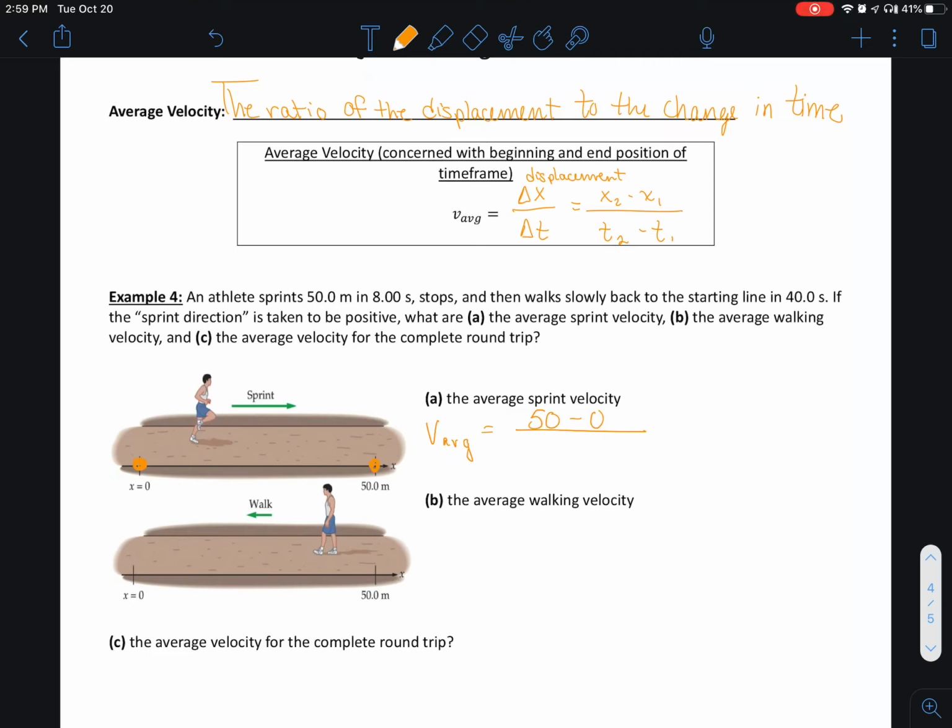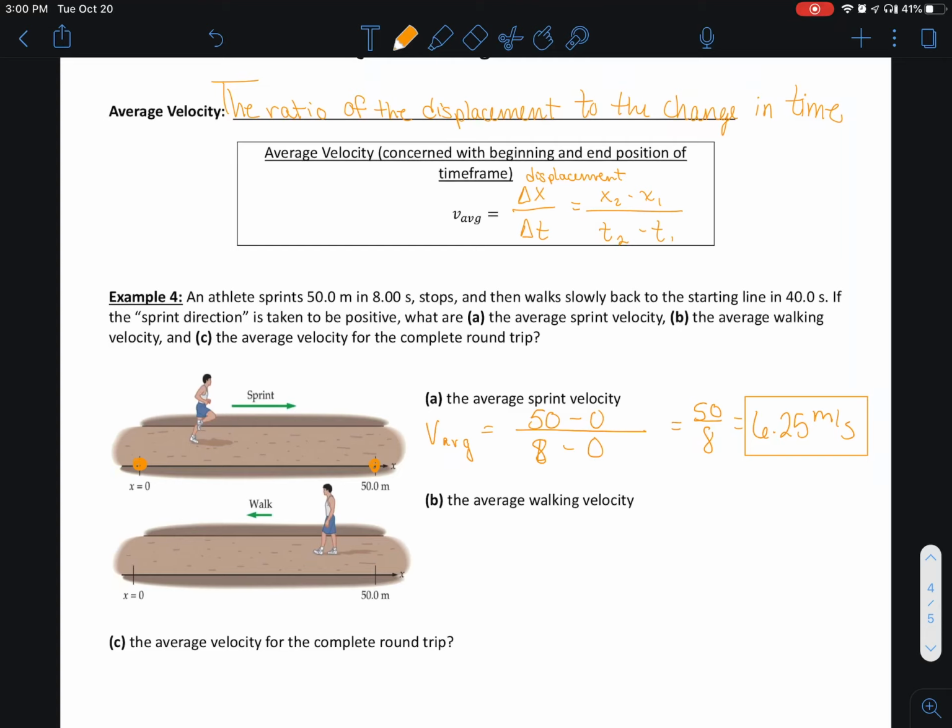Oops, I did that backwards. It took him 8 seconds to make this trip, minus we started at t equals 0. So we get 50 over 8. And when we divide that, we have a beautiful 6.25 meters per second. Okay? So that's his average sprint velocity throughout the whole thing. Maybe he sped up, maybe he slowed down, but that was his overall velocity.